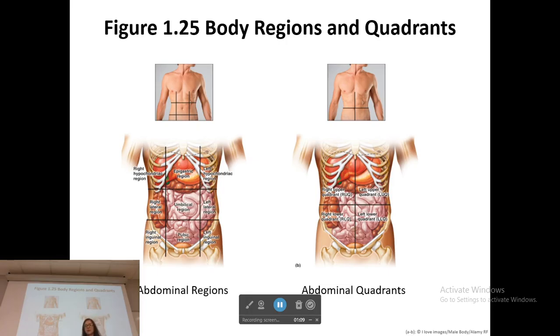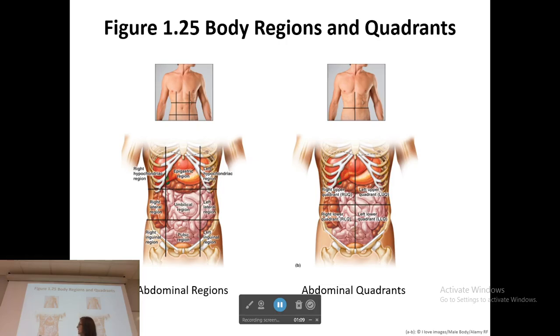This book has switched to pubic region. It used to be called the hypogastric, but now they're calling it the pubic region. Okay, so that's a little bit easier to remember. This is your pubic area. So below the umbilical is the pubic region. Over here, to the side, is the lateral region, and this would be right, and this would be left. So this is right here in the middle.